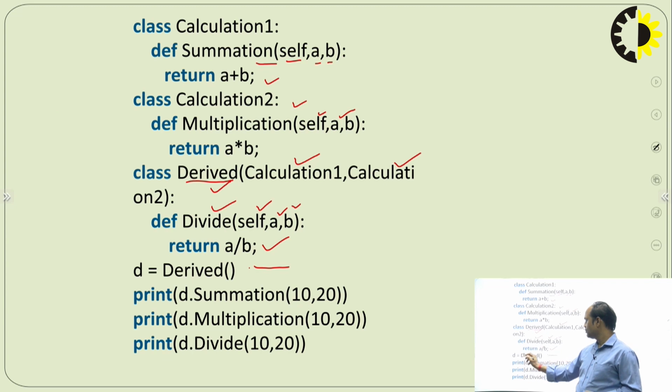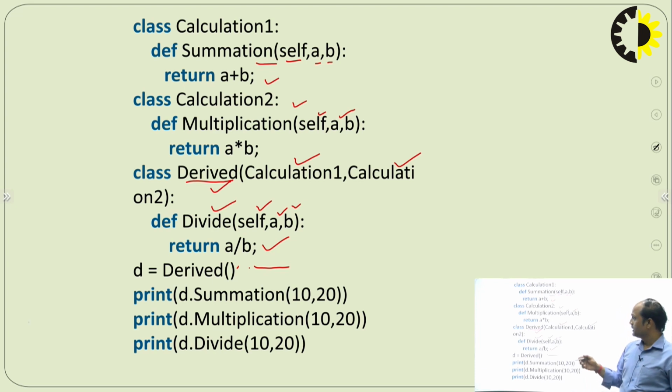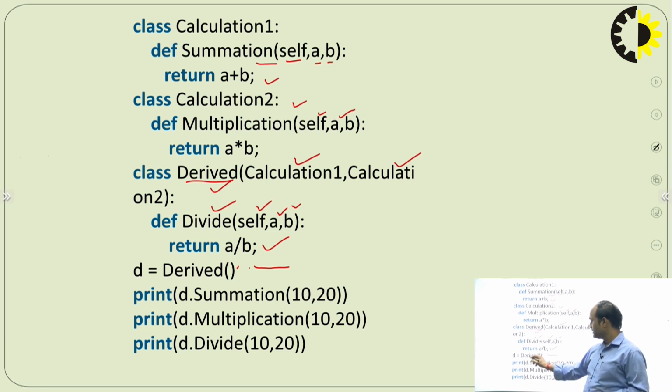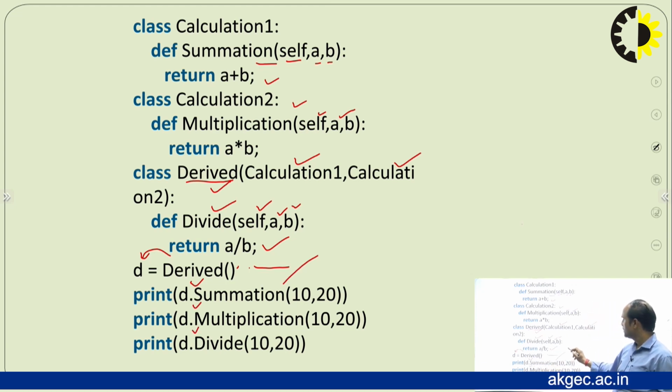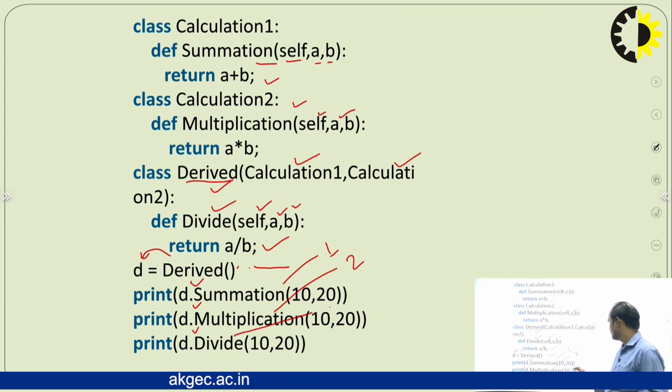We can create D is equal to derived object. This is the object, and we can create the child class object, and we can access that particular child class to all the classes. What do you mean by all the classes? That means we can create only the object of child class and access all these classes. D dot summation is the method of base 1 class. Multiplication is also the method of base 2 class, and this is the method of child class.